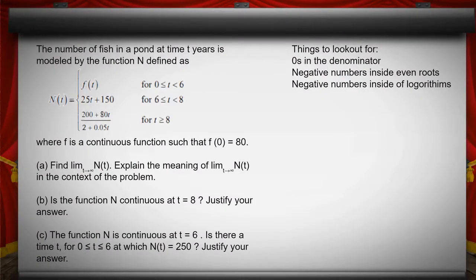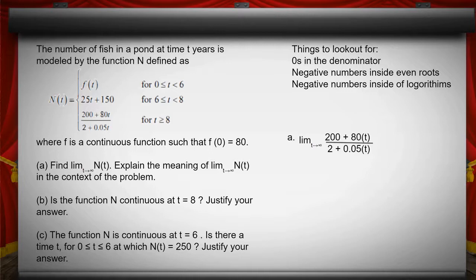Our next problem is an FRQ. The number of fish in a pond at time t years is modeled by the function n defined as this piecewise function, where f is a continuous function such that f of 0 equals 80. For the first part, we need to find the limit of n of t as t goes to infinity, and then explain the meaning of that.